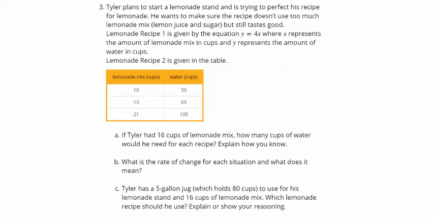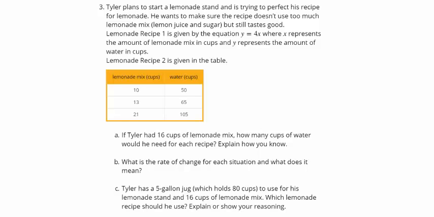Okay, number 3. Tyler plans to start a lemonade stand and is trying to perfect his recipe for lemonade. He wants to make sure the recipe doesn't use too much lemonade mix. The lemonade mix is lemon juice and sugar, but it still tastes good, right? Because if you put way too much sugar, it'll be too sweet. If you don't put enough sugar in, it'll be too bitter, maybe, right? Because lemon juice is pretty sour.